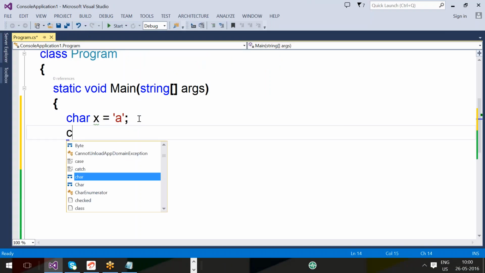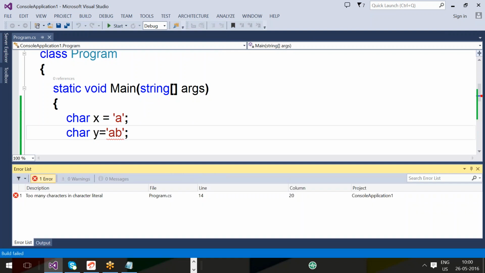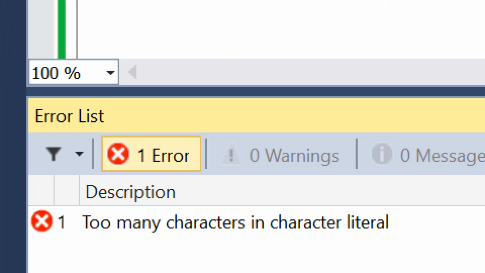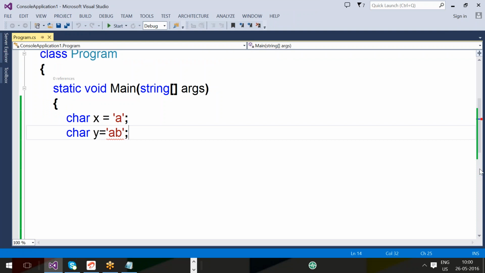Now char y equal to 'ab'. Valid or invalid? Valid. Let's compile the program and see the error message. Too many characters in character literal. Moral of the story: a char variable can contain only a single character.